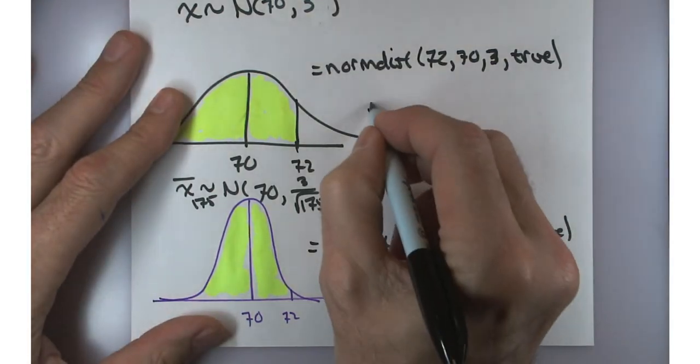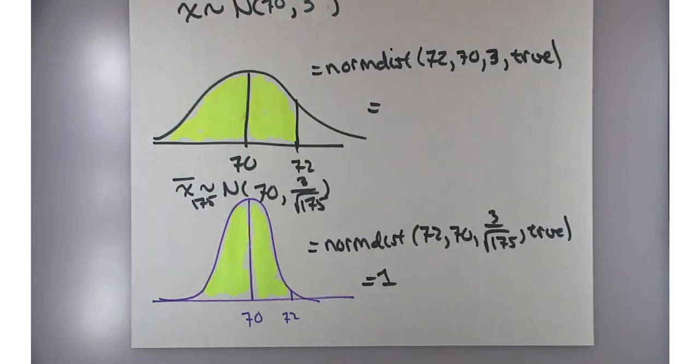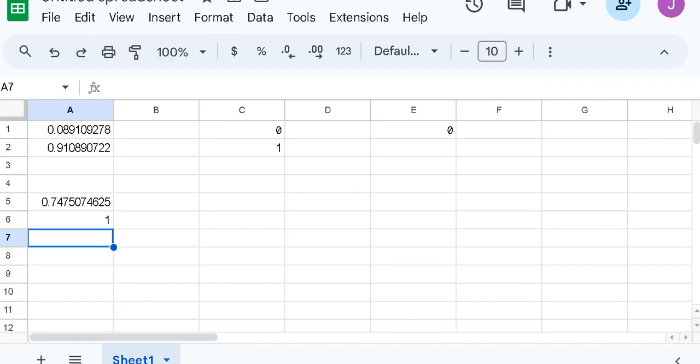This one, let me go back and take a look here, put the right number in there. I think it was like 74.75%, so 0.7475. All right, not bad.